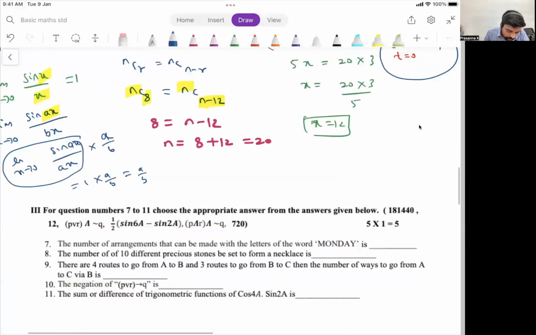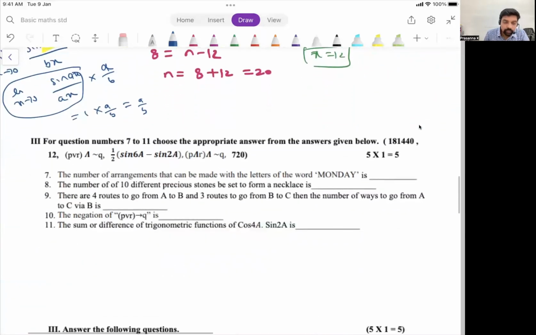All right. Then let's go to question number 7. Question number 7 is the number of arrangements that can be made with the letters of the word Monday is. So there are 6 letters here and the question says number of arrangements. So number of arrangements means permutations. If the question says selections, then that is combination. All right. So now this is arrangements, therefore permutations.